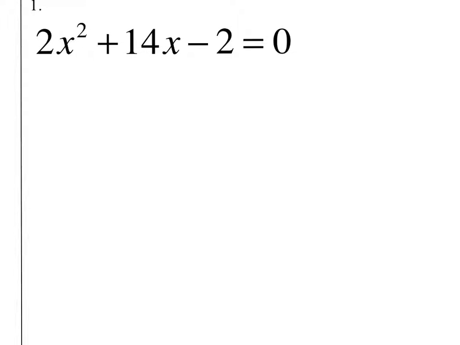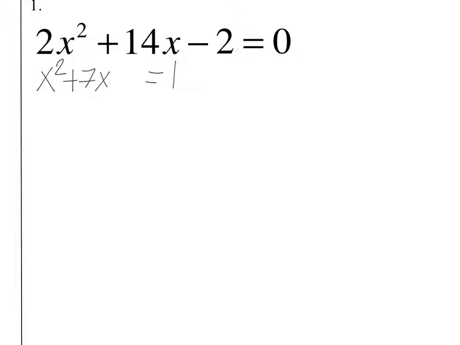Alright, first up we've got a problem: 2x squared plus 14x minus 2 is equal to 0. In order to complete the square, first thing I might do is add 2 to both sides and then divide by 2. That leaves me with x squared plus 7x is equal to 1.